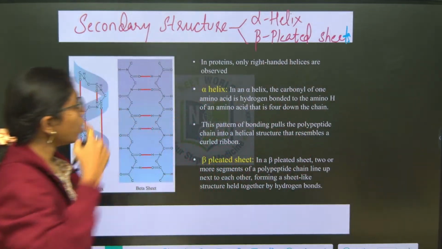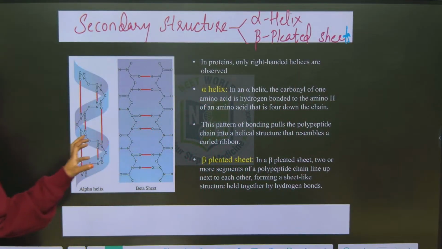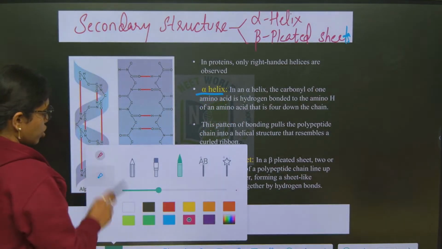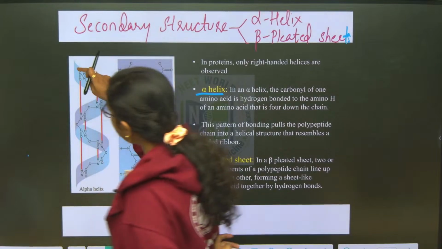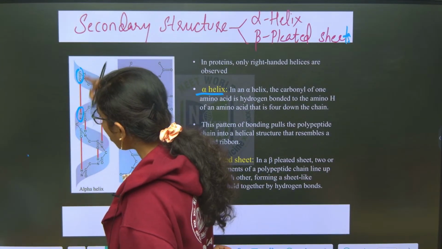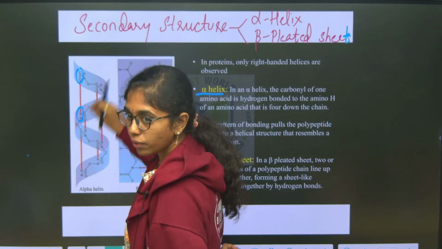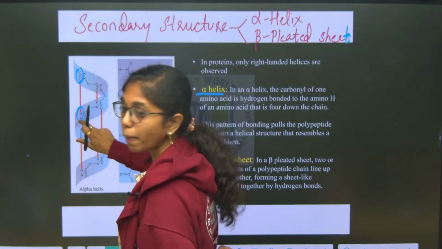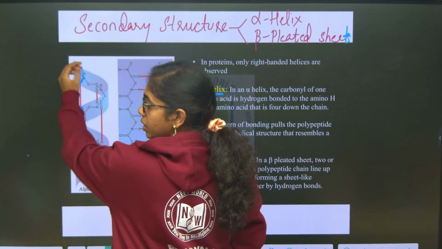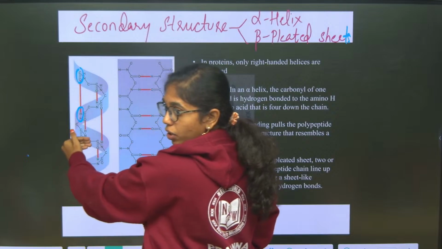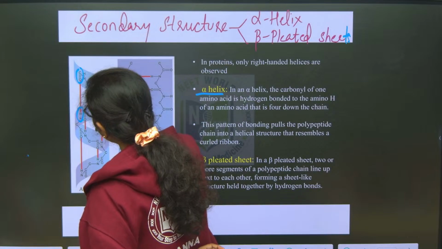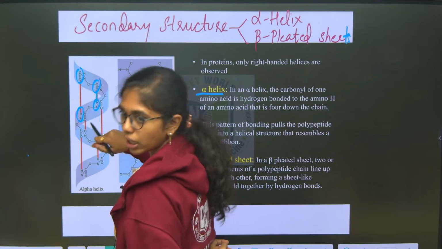Listen, in proteins only right-handed helices are observed. In an alpha helix, the carbonyl group of one amino acid will be connected to the amino group of the 4th amino acid down the chain. So the carboxyl group of one amino acid is connected to the next amino acid's amino group. Same is the case here, the carboxyl group is connected to the amino group of the 4th amino acid down.